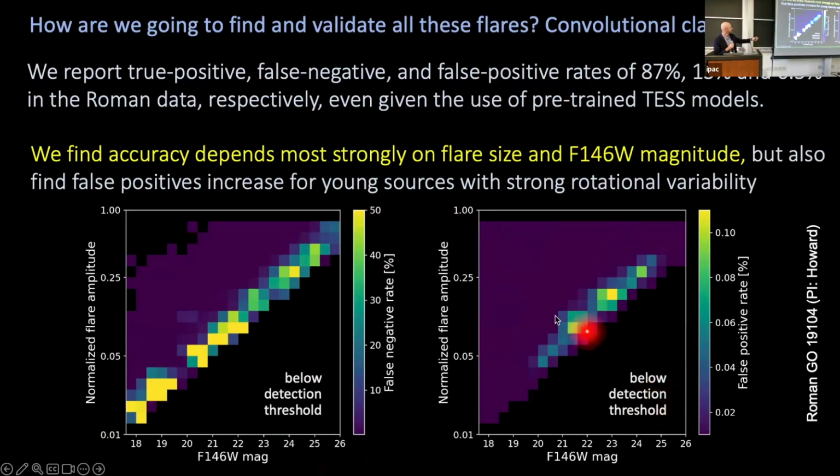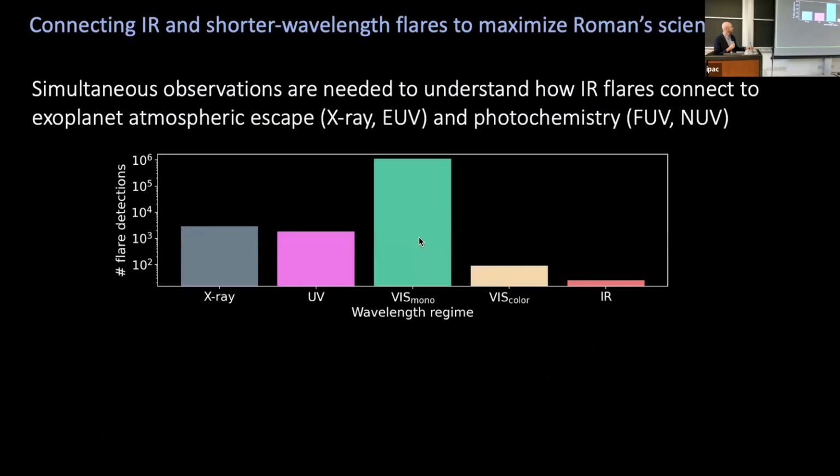And then when you go away from that, they fall off towards 0 very quickly, which is the behavior we want to see. And there are other trends that we found, such as younger, rapidly rotating stars produce higher false positive rates, and things I don't have time to go into right now.